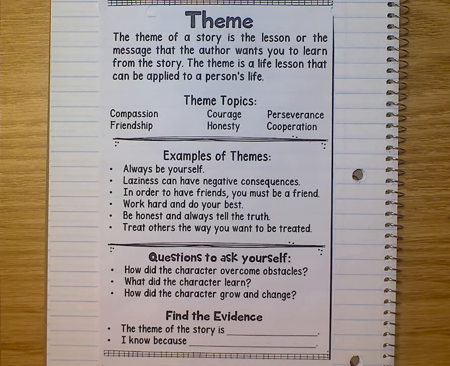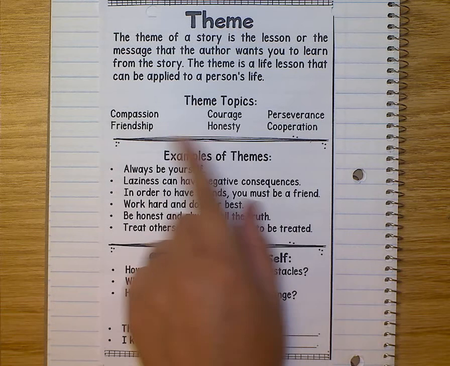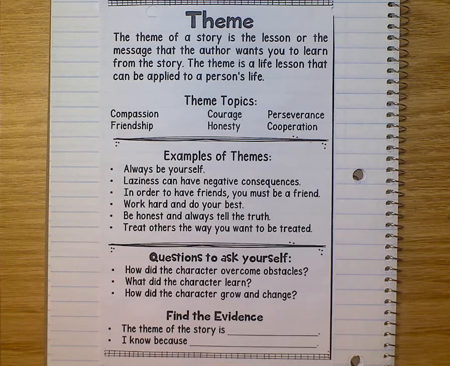Now, theme is referring to, again, fiction. So fiction, you're talking about what the author, what life lesson they're wanting you to learn. So, kind of like we did with main idea, there are some general topics of theme, like compassion, or courage, or perseverance, friendship, honesty, cooperation. So you have those theme topics. That's kind of like the overall big idea that they want you to know about.